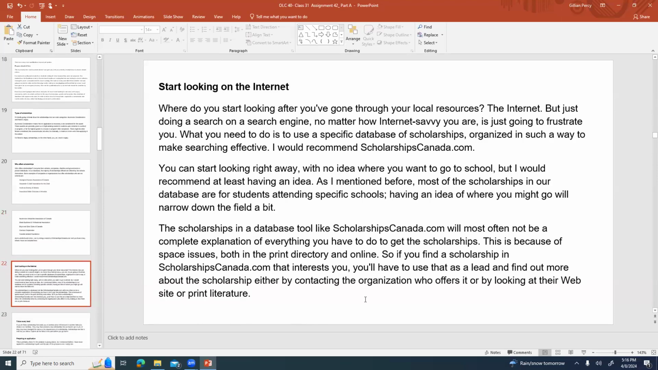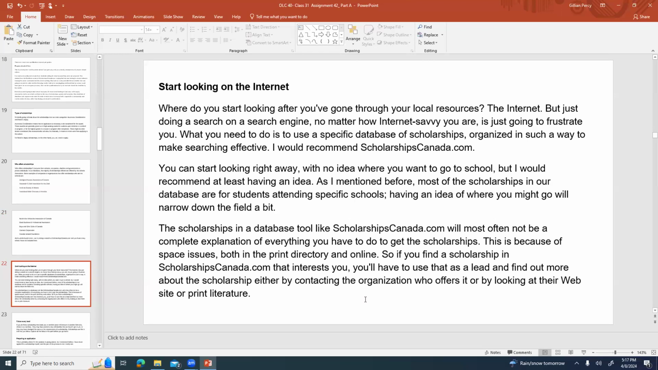Start looking on the internet. Where do you start looking after you've gone through your local resources? The internet. But just doing a search on a search engine, no matter how internet savvy you are, is just going to frustrate you. What you need to do is use a specific database of scholarships organized in such a way to make searching effective. I would recommend scholarshipscanada.com. Now remember, he works for them, so of course he's going to recommend them, right?